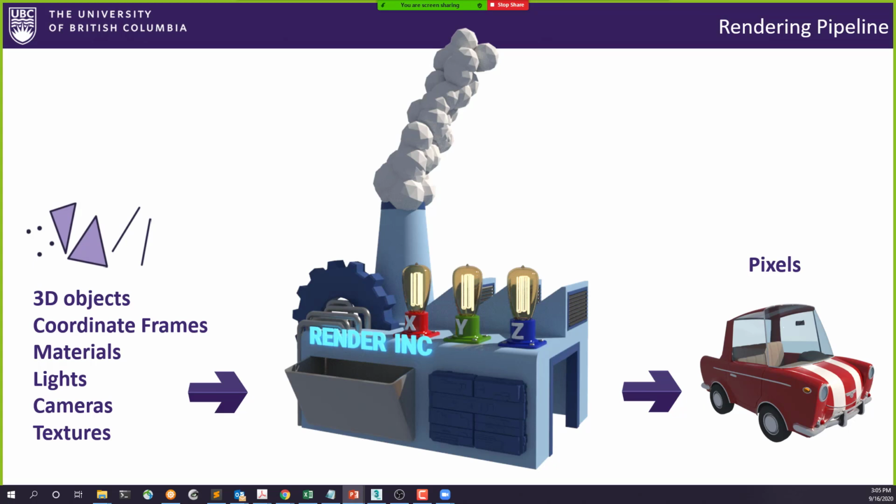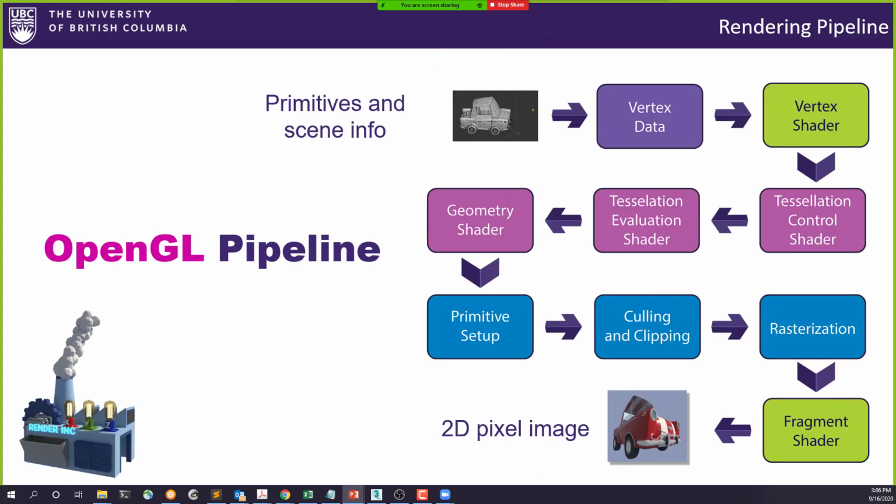So this is what we had last time, right? I think the last time we were talking about that, this is the slide we had. This is the OpenGL pipeline. We were talking that we have primitives and the info of the scene, right? And we just basically are following the pipeline in this direction, right?